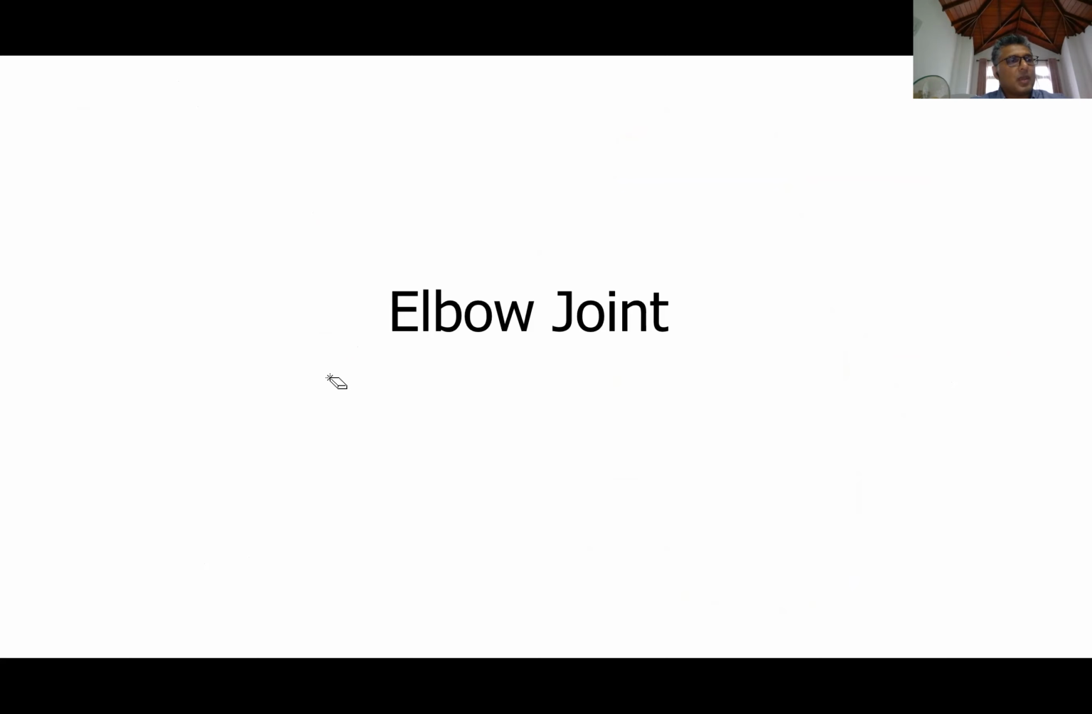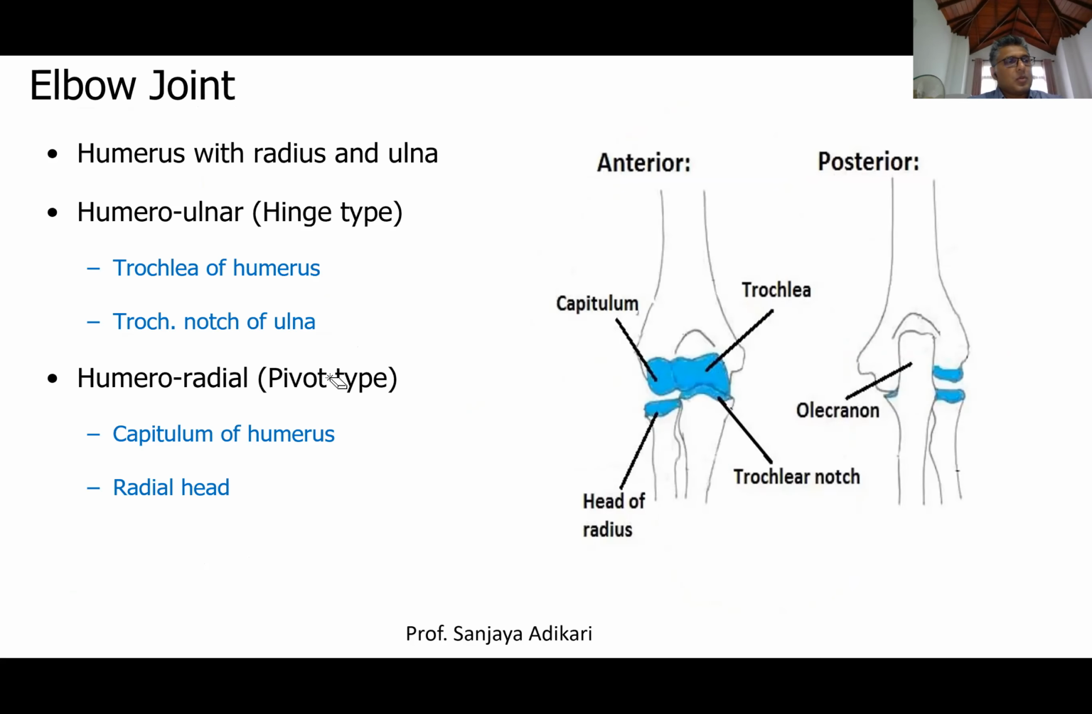Then a few things about the elbow joint. The elbow joint is a complex joint. On one side you get the humerus, on the other side you get both the radius and ulna. So you can divide the joint into two parts. The humero-ulnar part, the part between the humerus and the ulna, is the trochlea of the humerus and the trochlear notch of the ulna. It is a hinge type joint. Okay, that part is a hinge type joint.